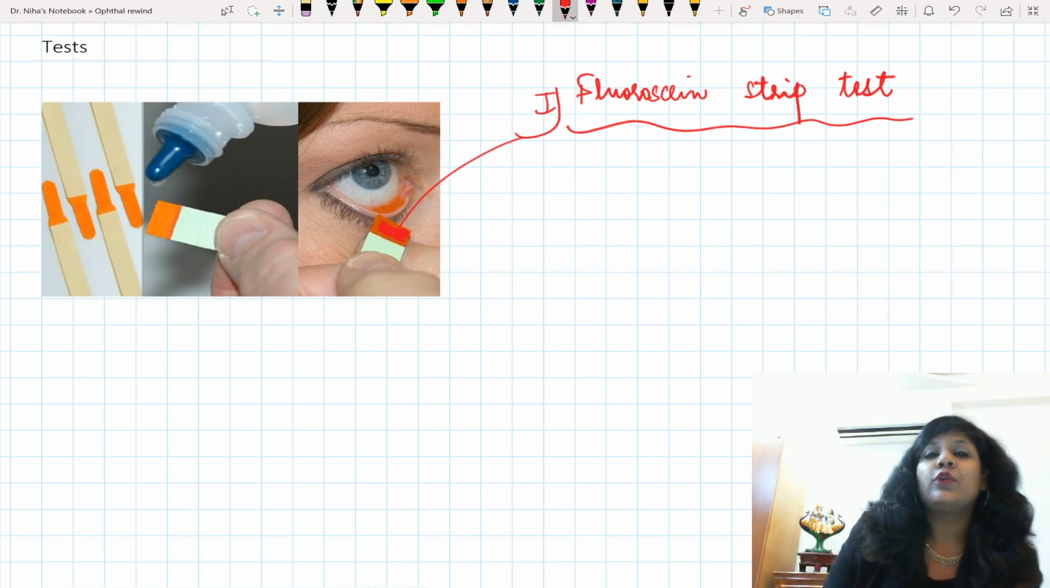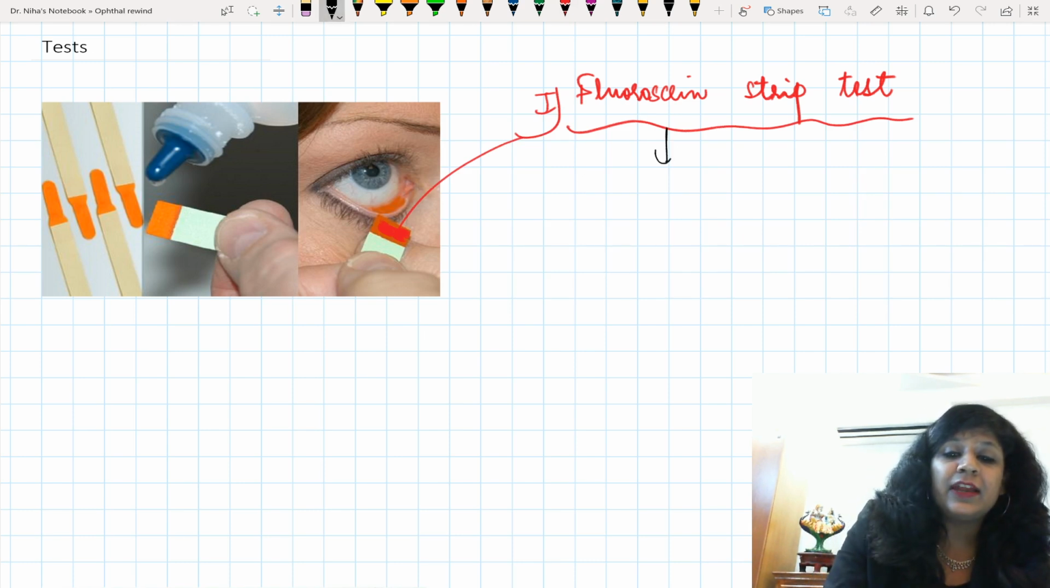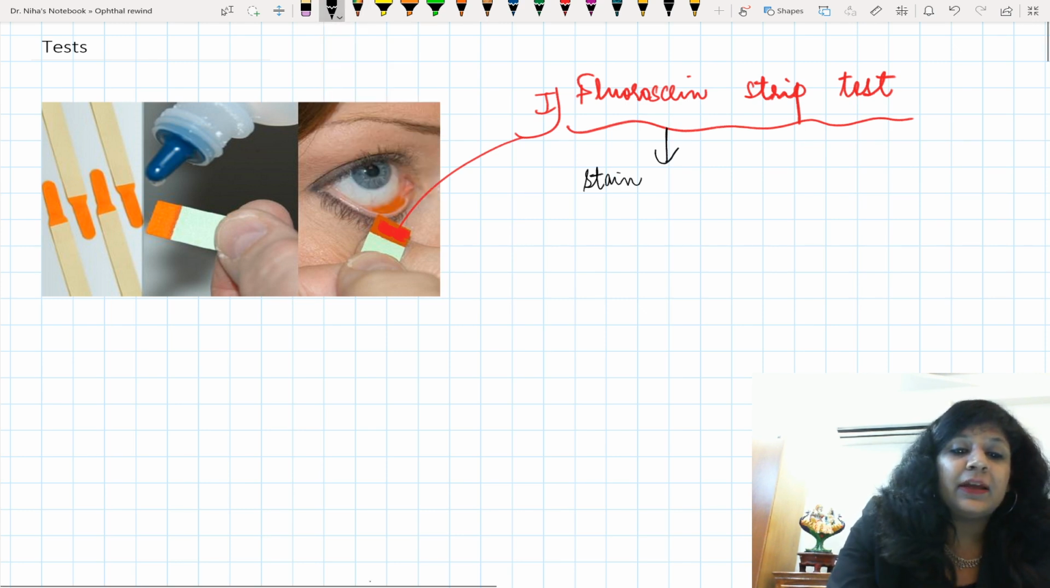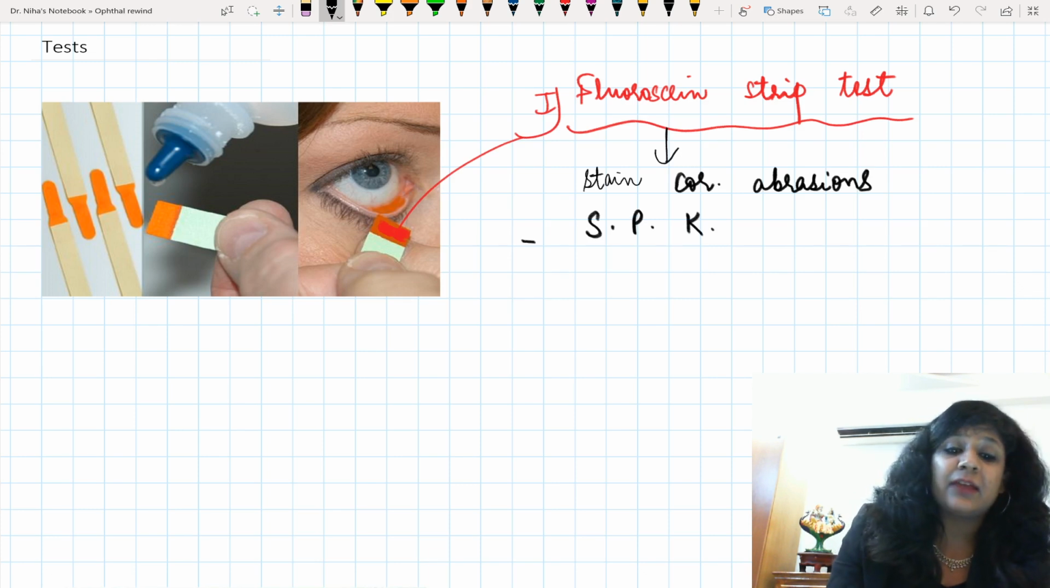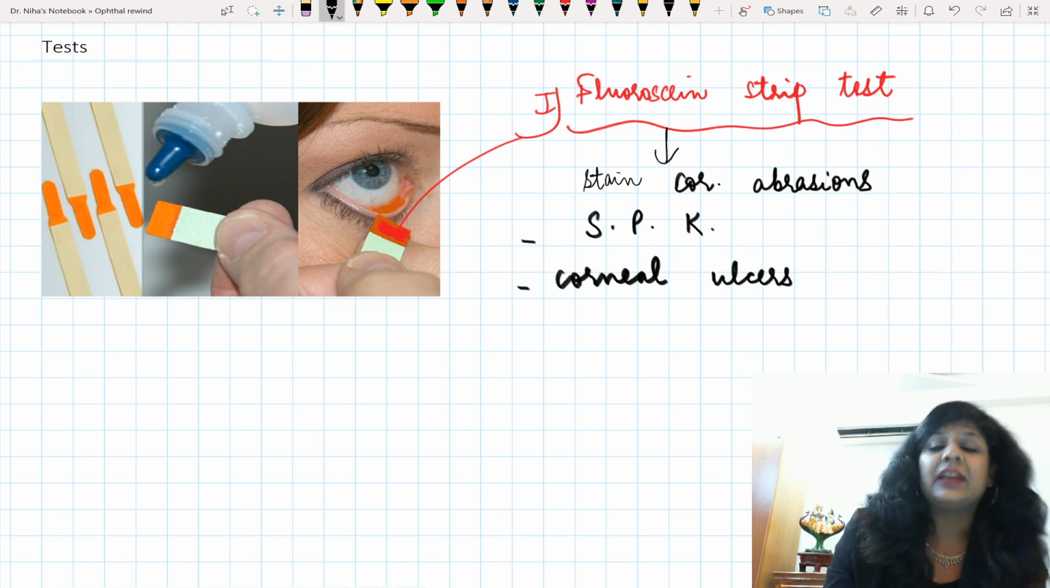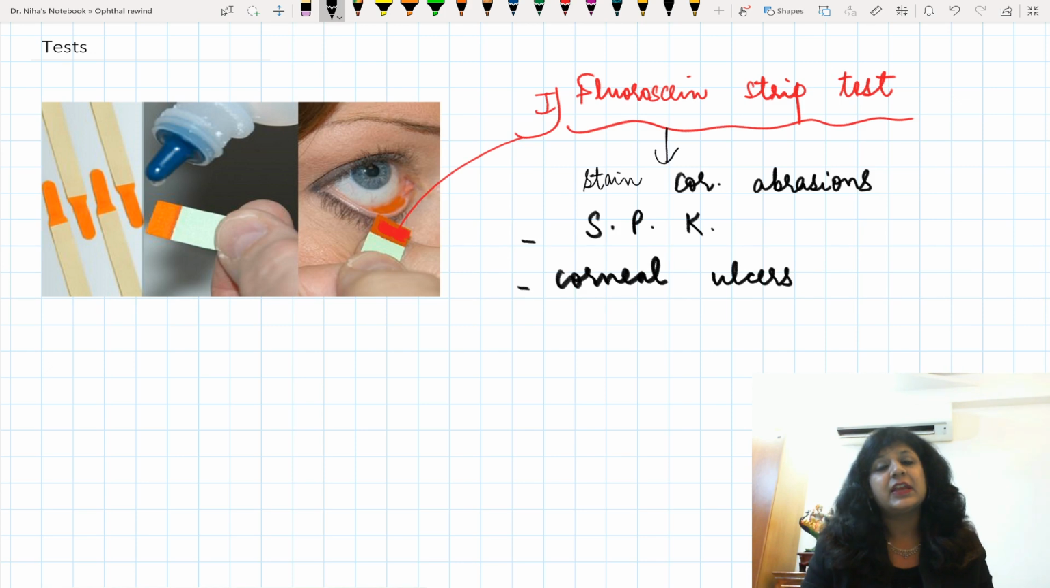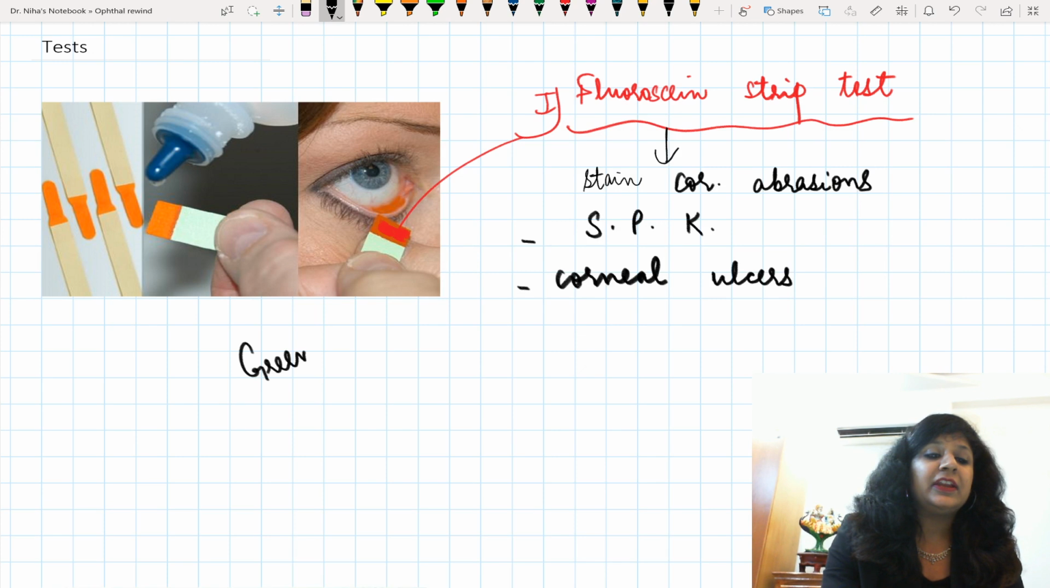With the help of this fluorescein, we are able to stain the corneal abrasions. Whenever we have corneal abrasions, it can be superficial punctate keratitis, or various corneal ulcers. I think this is the most common staining method used for corneal ulcers, whether it is the dendritic pattern, the ring abscess, or multiple satellite lesions. You are able to see them, and they appear greenish in color.